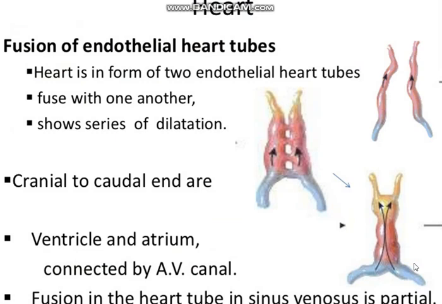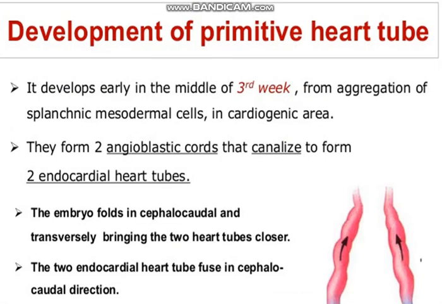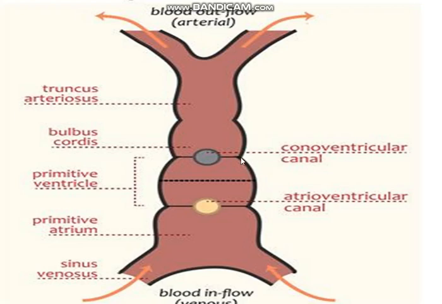Cranial to caudal end, folding of the heart tube. In the middle of the third week, splanchnic mesoderm cells aggregate in the cardiogenic area, forming the angioblastic cords that canalize to form two endocardial heart tubes. The embryo folds cephalocaudally and transversely, bringing the two heart tubes closer, and the two endocardial heart tubes fuse in the cephalocaudal direction. Thus the truncus arteriosus, bulbus cordis, conoventricular canal, primitive ventricle, atrioventricular canal, primitive atrium and sinus venosus develop.